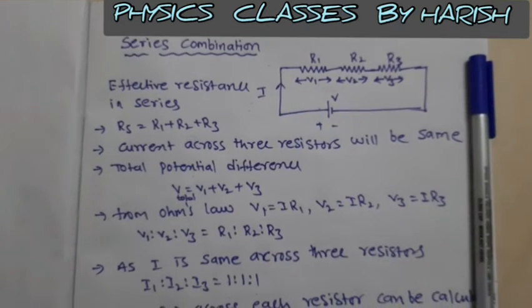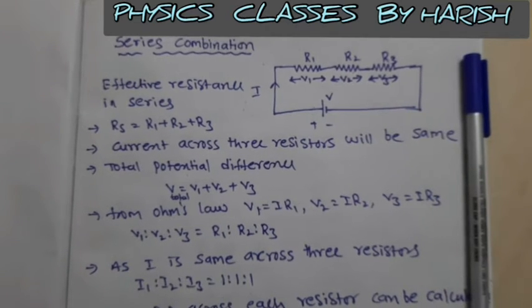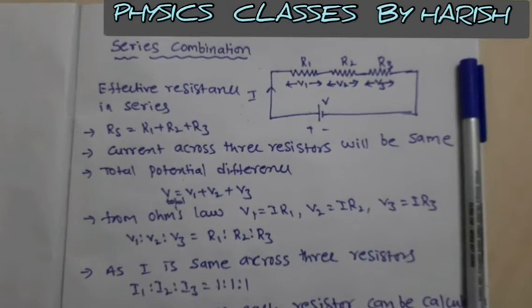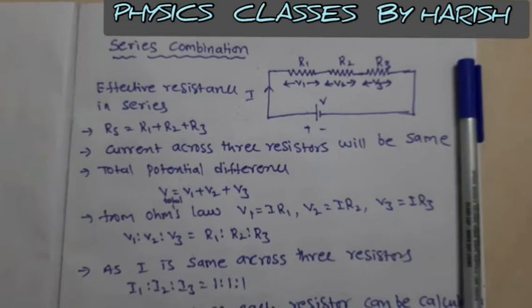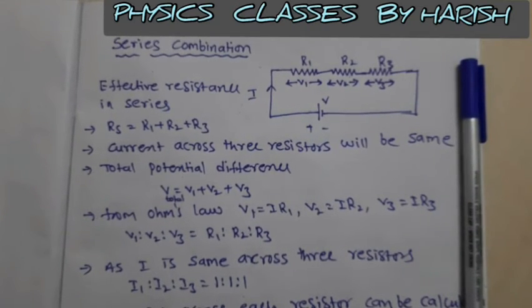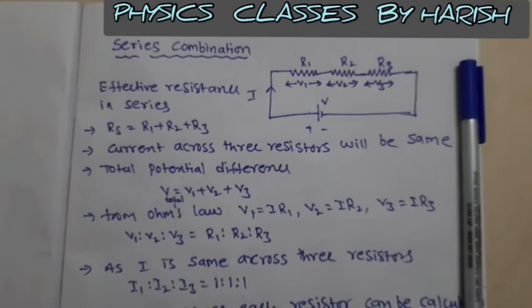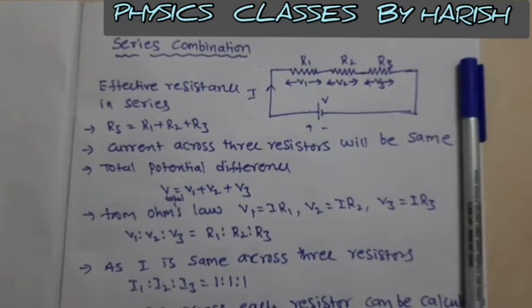Today we are going to discuss resistors in combinations with applications, different parameters and all. When bulbs are connected in series, we'll also see that in this. Let R1, R2, R3 be three resistors connected in series to a battery of potential V.